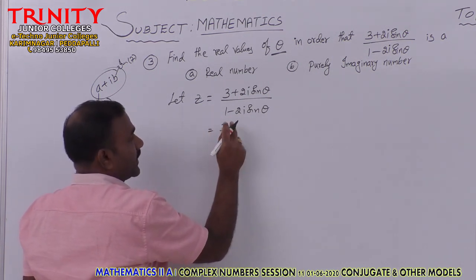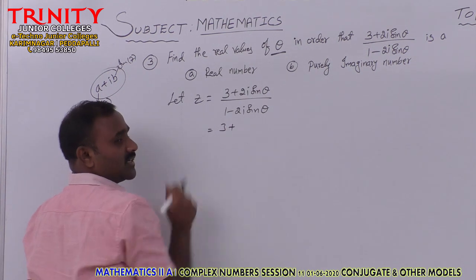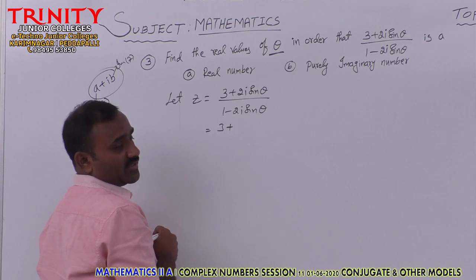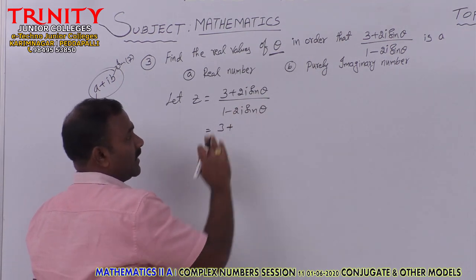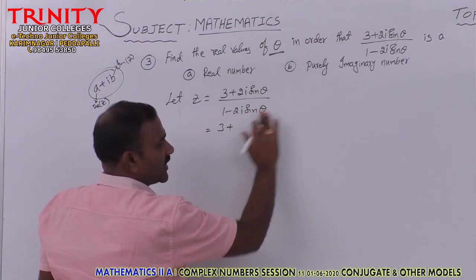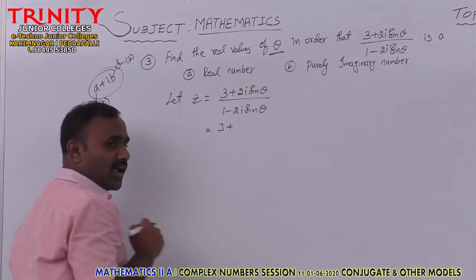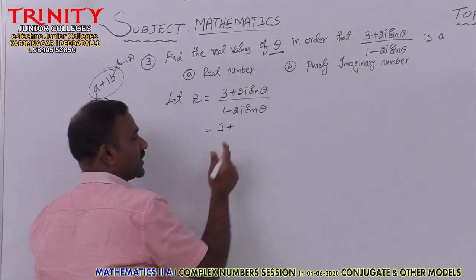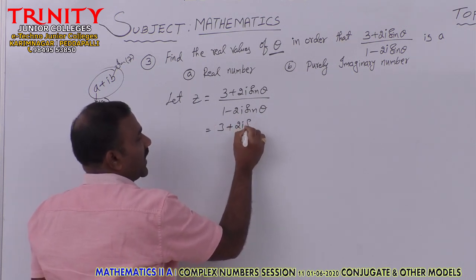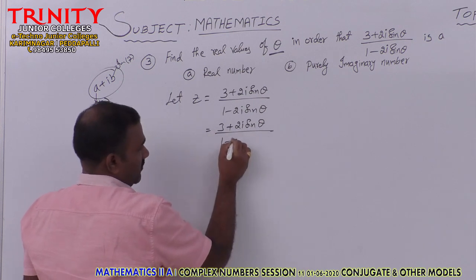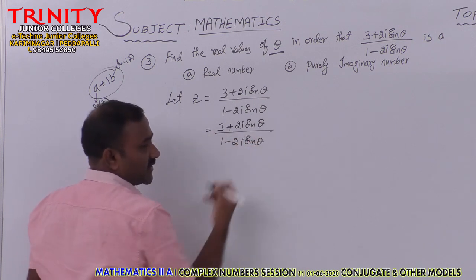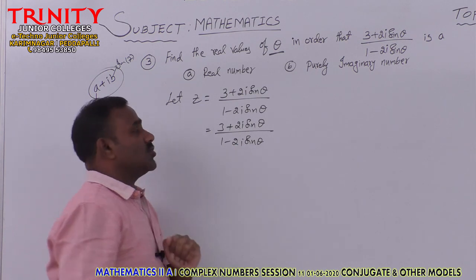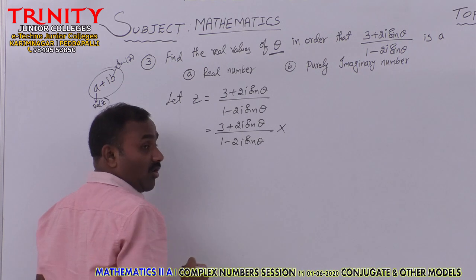For that, remove the imaginary part from the denominator. Why is it not a complex number? Because imaginary is there in the denominator. That's why it is not in complex form. If we remove the imaginary part from the denominator, then we will get a complex number. So, (3 plus 2i sin theta) divided by (1 minus 2i sin theta). To remove imaginary, what should we go for? Conjugation.